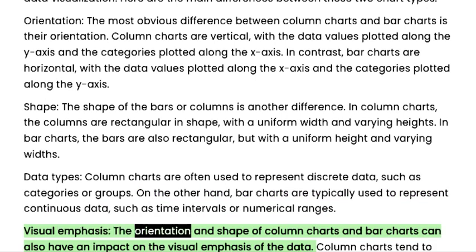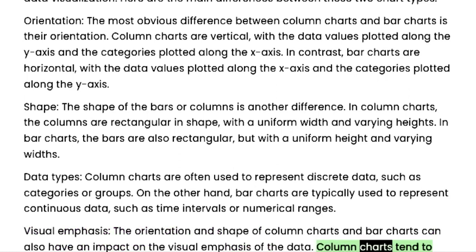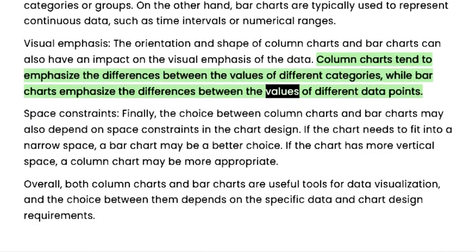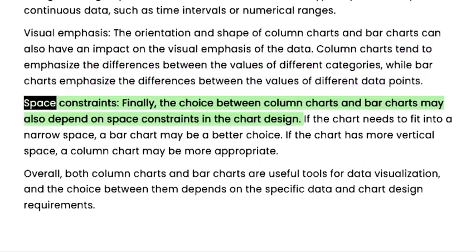Visual emphasis. The orientation and shape of column charts and bar charts can also have an impact on the visual emphasis of the data. Column charts tend to emphasize the differences between the values of different categories, while bar charts emphasize the differences between the values of different data points.